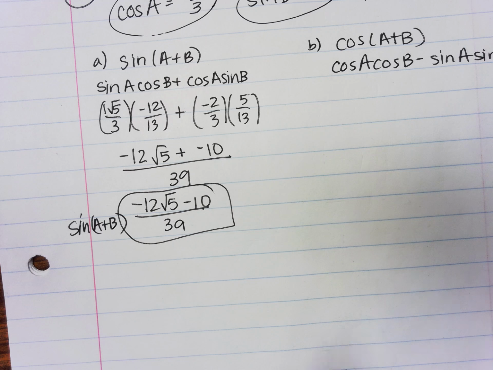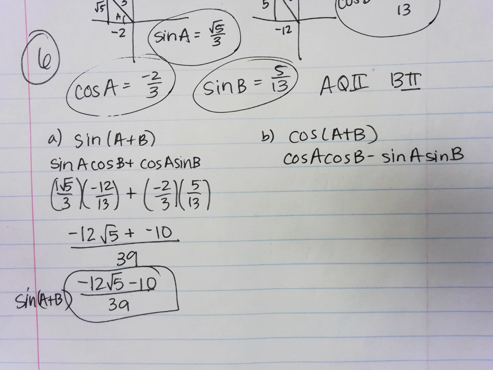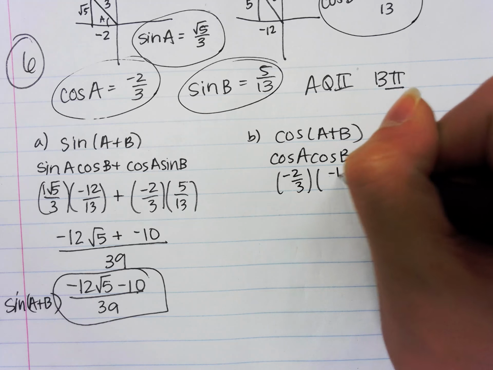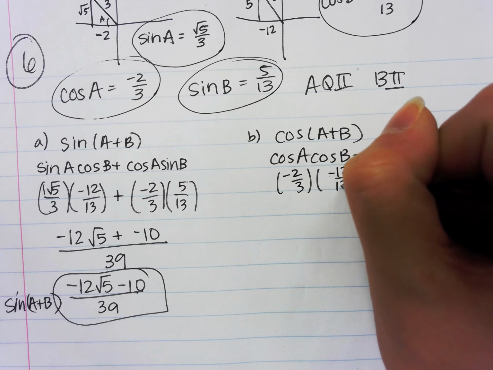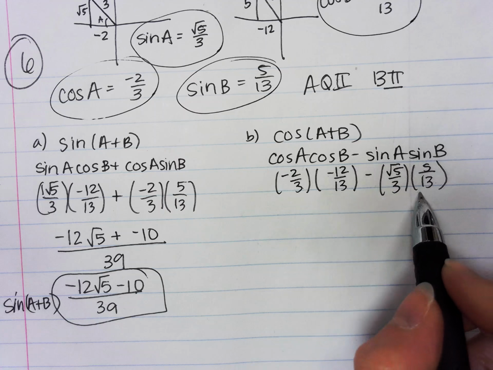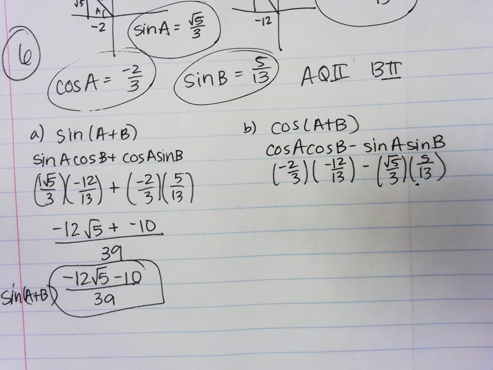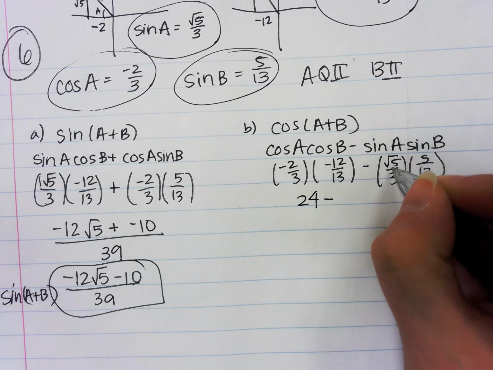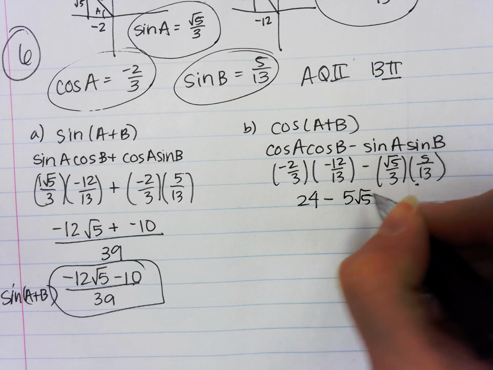Okay, so we're also asked to find the cosine of A plus B. So again, we're just going to plug in the stuff that we know. We know the cosine of A. We know the sine of B. So we can just plug that stuff in. So the cosine of A is negative 2/3. The cosine of B is negative 12 over 13. The sine of A is root 5 over 3, and the sine of B is 5 over 13. Again, we're going to have a common denominator of 39 as we were going into this. For this one, we have negative 2 times negative 12, which is 24, minus 5 root 5 over 39.